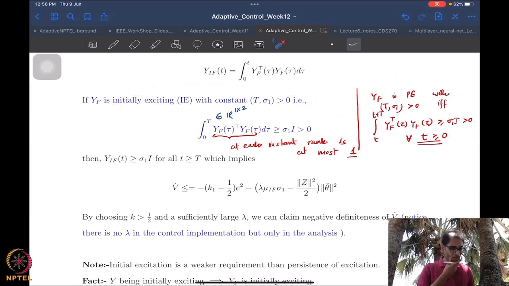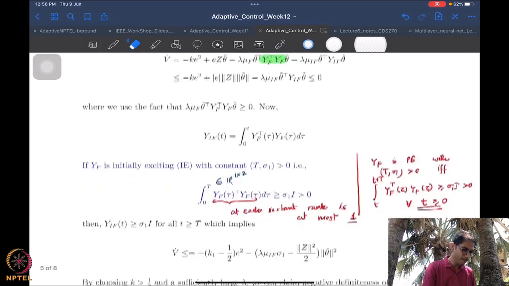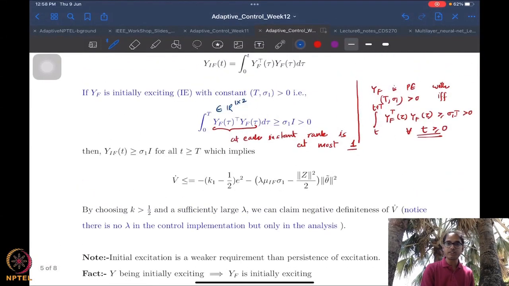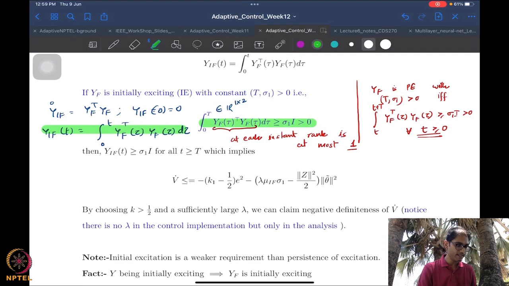Now, what is well known? If you have this initial excitation condition, what do you know? Let's look at the solution of the YIF equations. YIF dot was simply YF transpose YF, with initial condition at zero equal to zero. So what is YIF of t? It is the integral from 0 to t of YF transpose(tau) YF(tau) d tau. And if you match these two, they're exactly the same, the same integral.